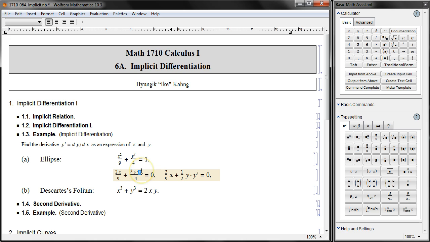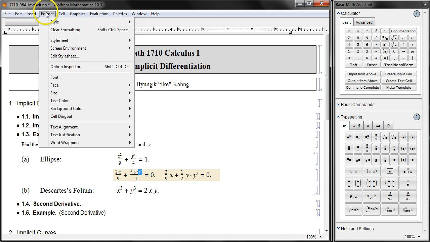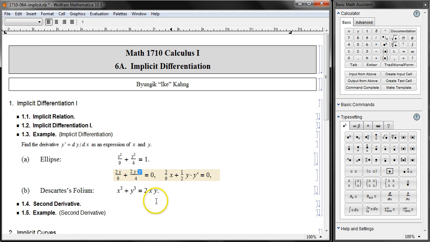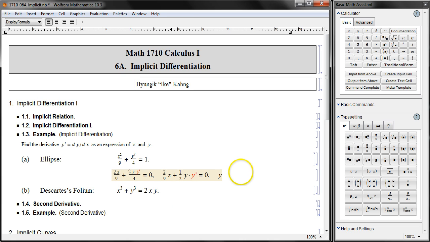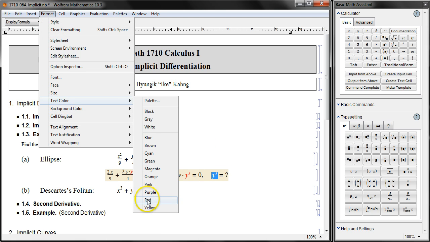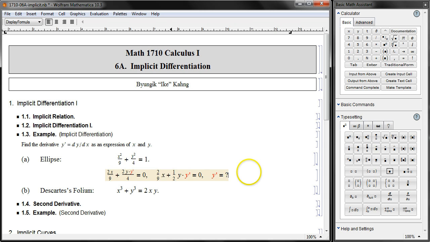Whenever you take the derivative with respect to x, y prime pops out, and this is so important that I'm highlighting it in a different color. And then eventually you're looking for that y prime, and basically that is implicit differentiation. So if you don't have y prime popping out, or it's incomplete, some y prime popped out and some you missed, you're not going to get your answer.